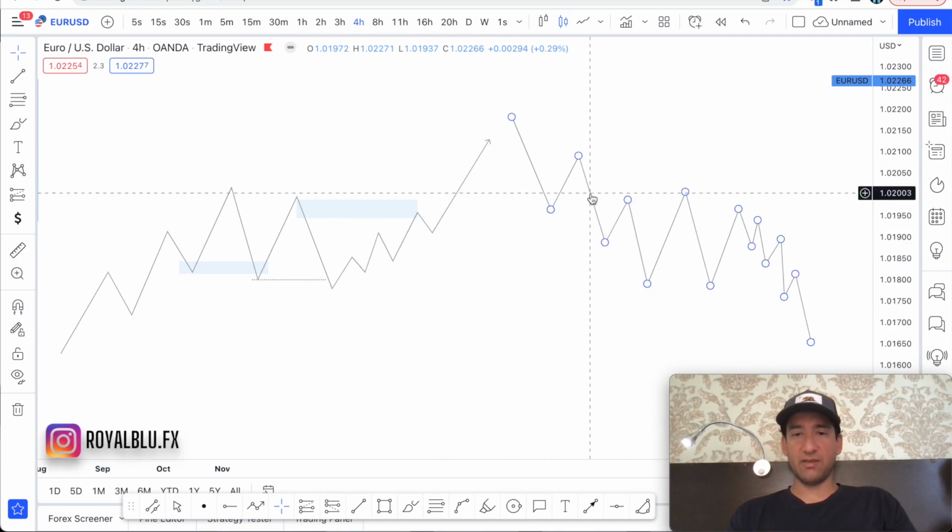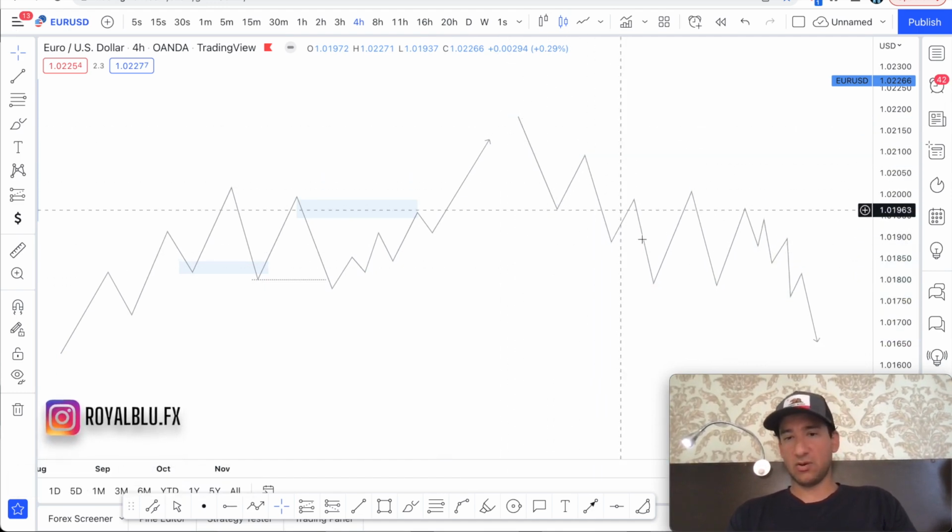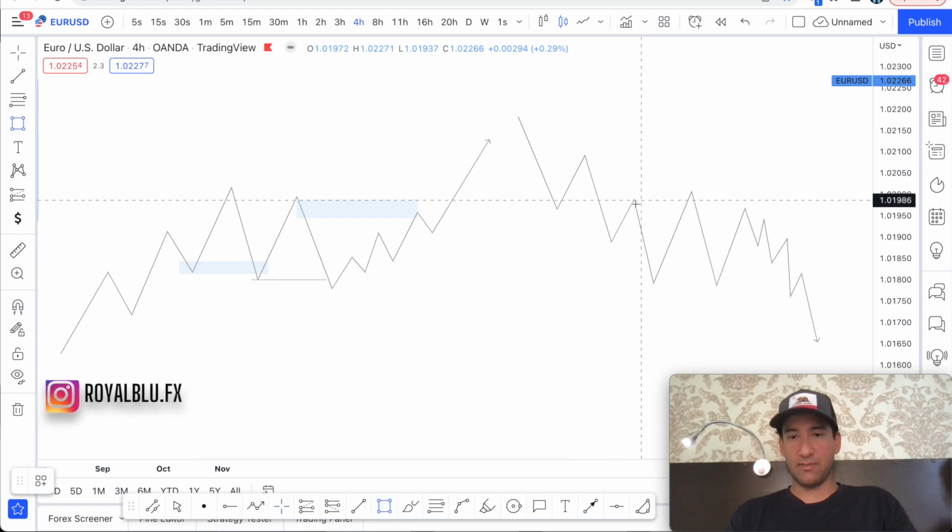Now for the bearish side of things, you can see when price is going bearish, what happens here?